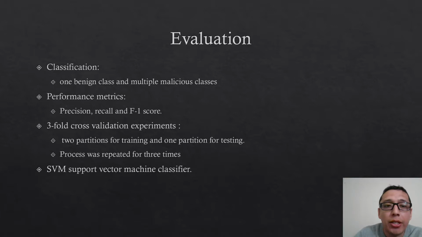And the classification: one versus nine classes and multiple malicious classes. The performance metrics used were precision, recall, and F1 score. It was a threefold cross-validation experiment, where two partitions were used for training and the one remaining for testing, to measure the hybrid neural network performance gain. A support vector machine classifier was also trained.